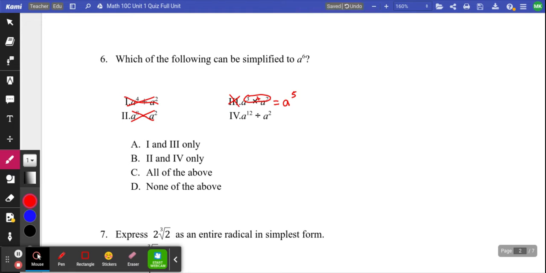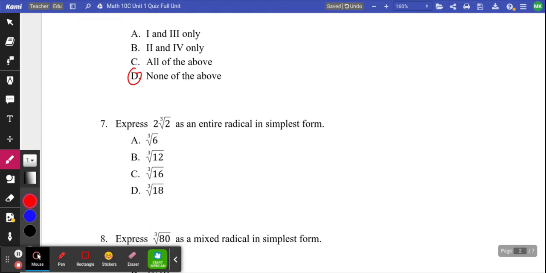Look at number 4. We have a to the 12 divided by a squared. We want to subtract the exponents on that one because it's dividing. So dividing means subtract the exponents. 12 minus 2 would be a to the power of 10. Okay, so it's none of the above. None of those turn into a to the power 6.